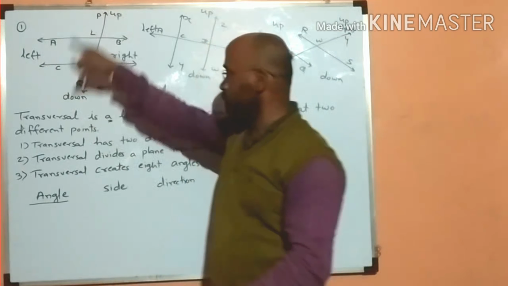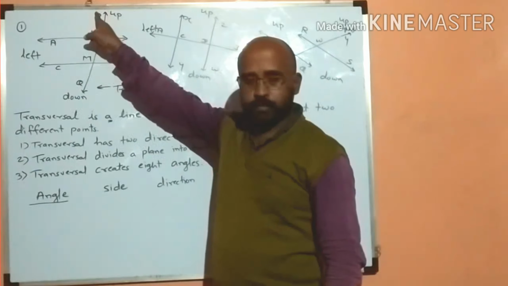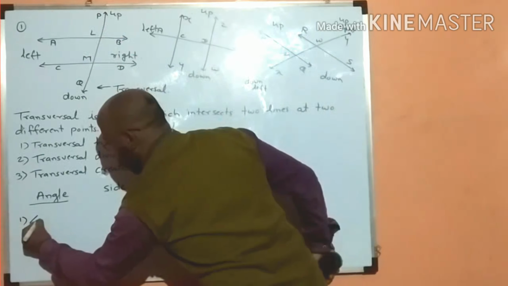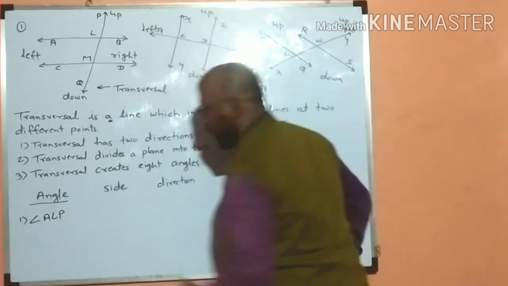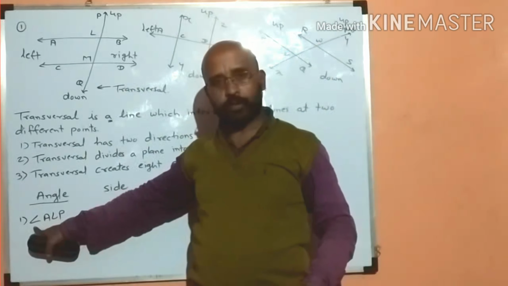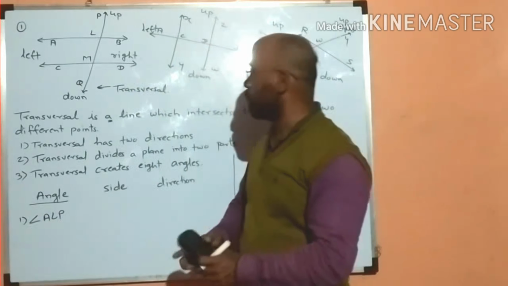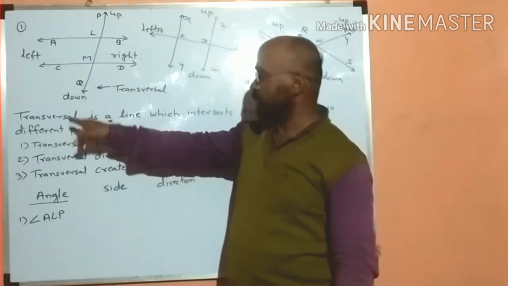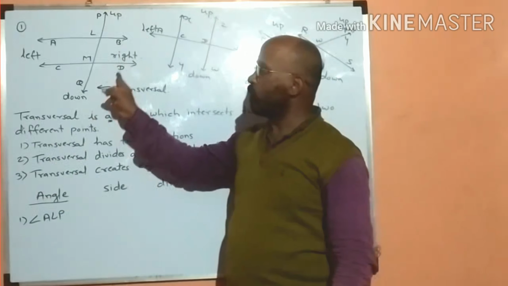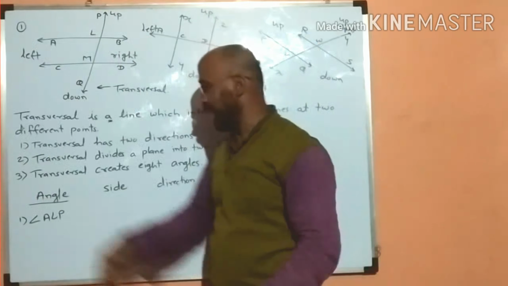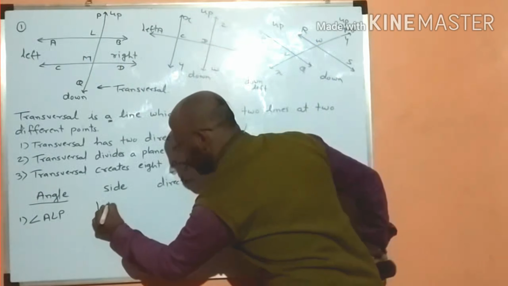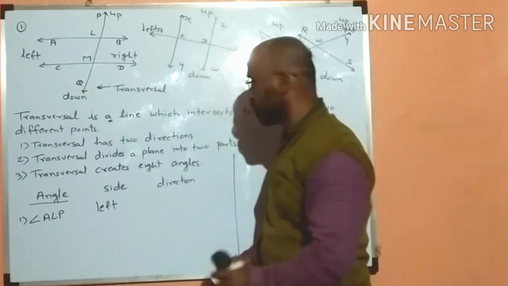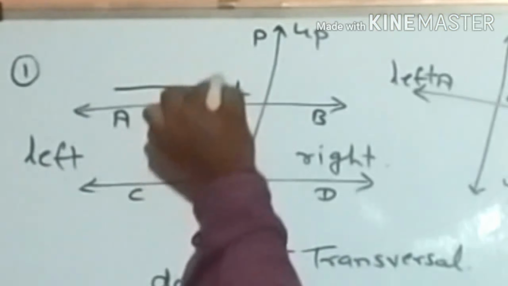In this first figure, angle ALP is first angle. So let us write first angle as angle ALP. As we are writing angle, don't forget to give the symbol of angle. This is angle ALP. On which side of the transversal it is? Which is the transversal? PQ. So on which side of PQ it is? It is on the left side. Clear?